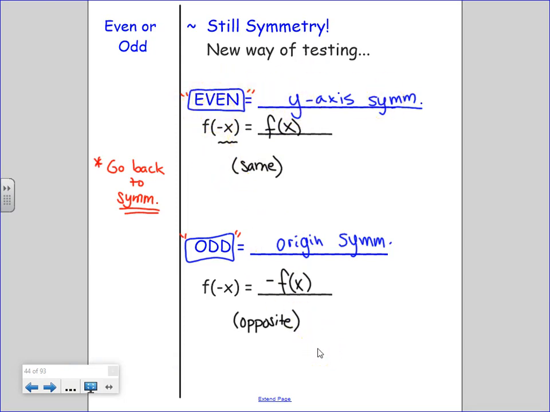Odd. In the olden days, like 2 weeks ago, maybe a week ago, we said for odd, plug in a negative x, plug in a negative y, simplify. But another way of looking at it, for functions only, if you plug in a negative x and it makes everything opposite, then it will be odd. Okay, so let's go back to those examples.